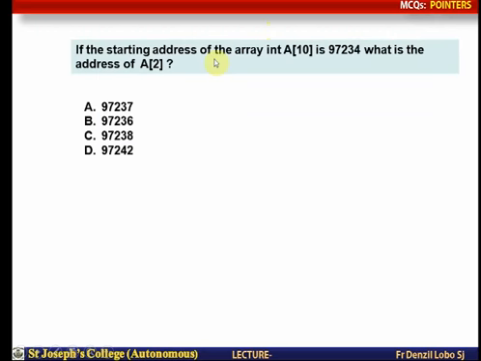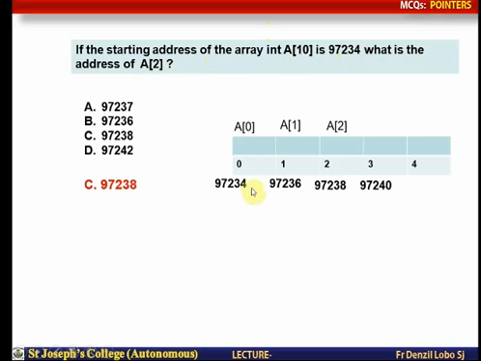Now, if the starting address of an array A[10] is equal to 97,234, what is the address of A[2]? It is going to be 8. How? This is the starting address, and each integer is 2 bytes, therefore 6 here and 8 here. Therefore A[2] is equal to 97,238.